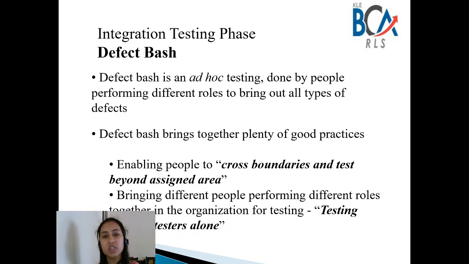This defect bash brings together plenty of good practices. So let us see what the good practices are: enabling people to cross boundaries and test beyond their assigned areas. Sometimes you have to cross the boundaries and test the application. For example, you have developed your application for 4 GB of RAM, but you have to test it in 6 GB RAM. So you need to cross the boundaries and test the application.